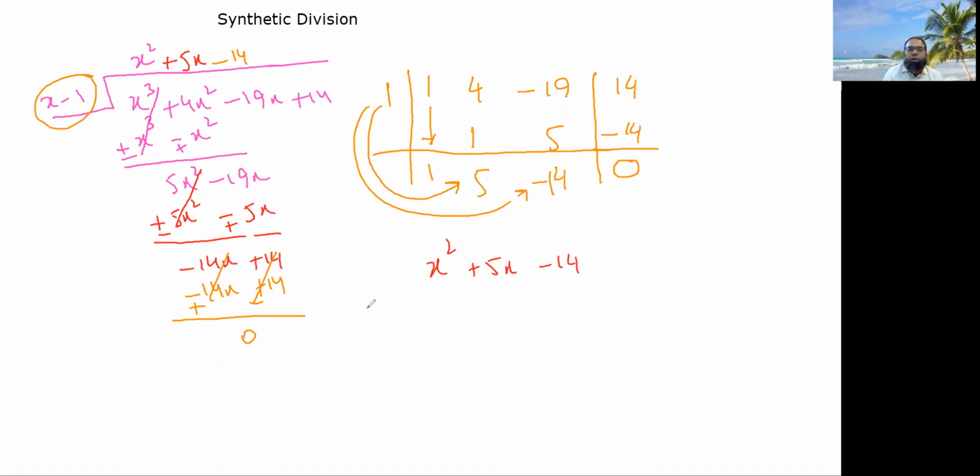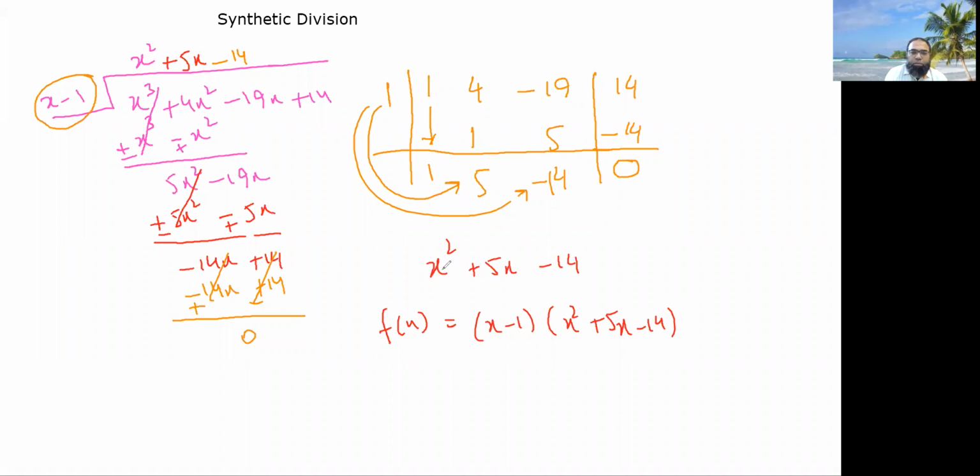So this actually means that this f of x is basically x minus 1 into the quantity x squared plus 5x minus 14. Okay? So this synthetic division will save our time while solving a cubic equation.